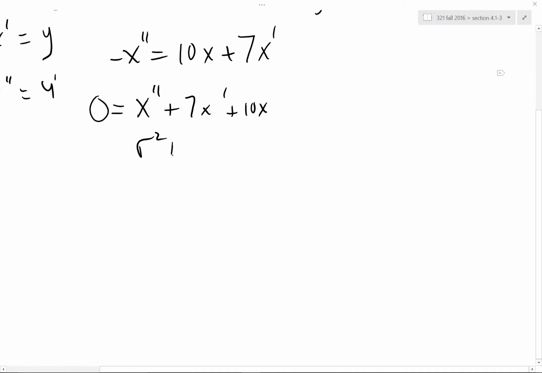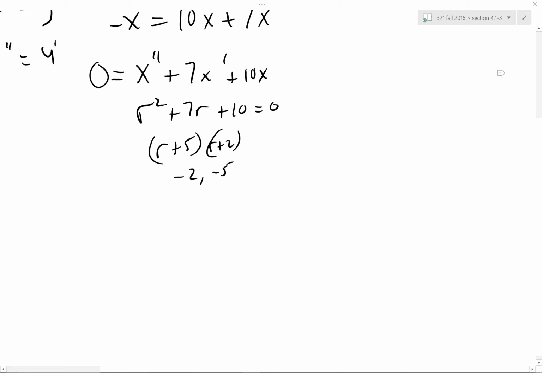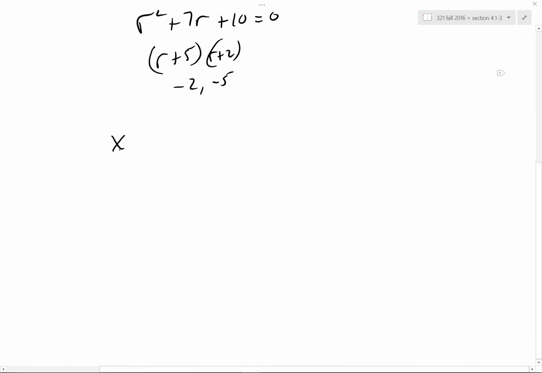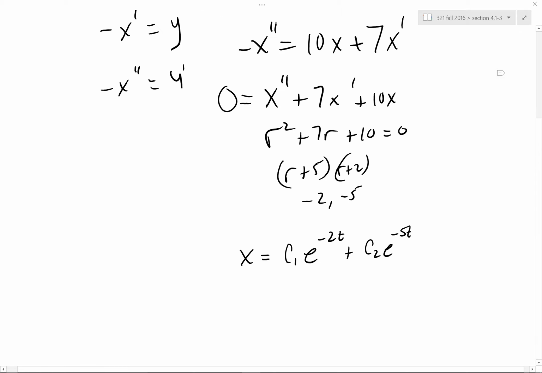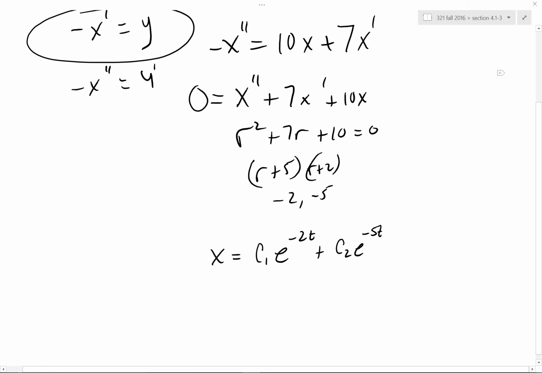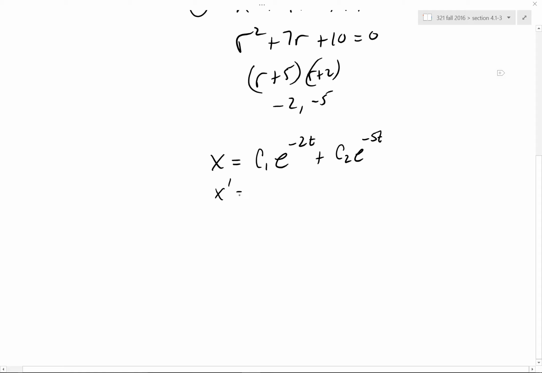So that's r squared plus 7r plus 10 equals 0. R plus 5, r plus 2. So negative 2 and negative 5. So when I do this, I know then I'm solving. Notice I solved for x this time. So x is going to be equal to c1 e to the negative 2t plus c2 e to the negative 5t. That's nice. What's the relationship between y and x? Y is negative x prime. So let's do x prime first.